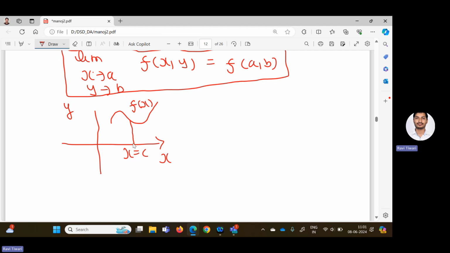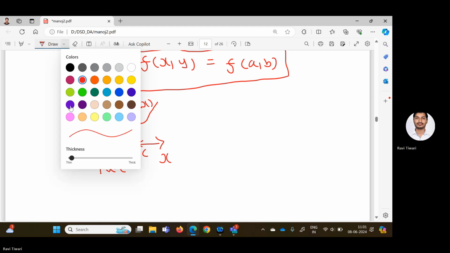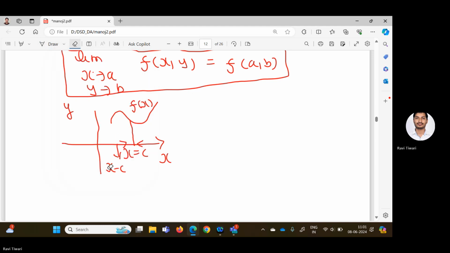In one variable, if you remember, to check continuity at x equal to c there are only two paths. Either we can approach from the right side or from the left hand side. This left hand side point is known as x minus c, and the right hand point is known as x plus c. These are also known as the left hand limit and right hand limit. So in one variable we have only two paths: either from the left hand side or from the right hand side.